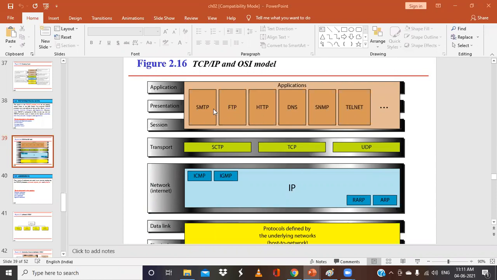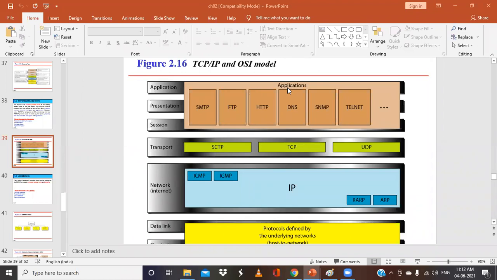And when we come to the application layer, you can see that all the tasks and functionalities that we had in the presentation layer, session layer and application layer have been combined and put in one particular layer, that is the application layer. So here the task remains the same as in the OSI model, like user login and other basic functionality that a user performs when he connects to the internet.